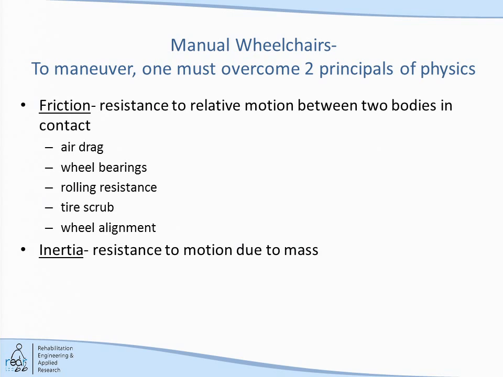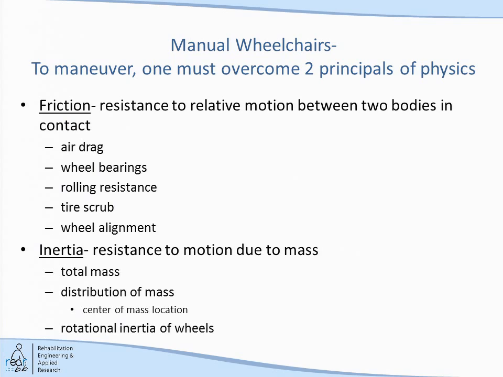In terms of wheelchairs, you have air drag and bearings, you have rolling resistance, you have tire scrub, and you have alignment, all of which conspire into frictional energy loss, because that's what friction is. It's a loss of energy. Inertia is embodied by the total mass of the system and the distribution of that mass, okay?